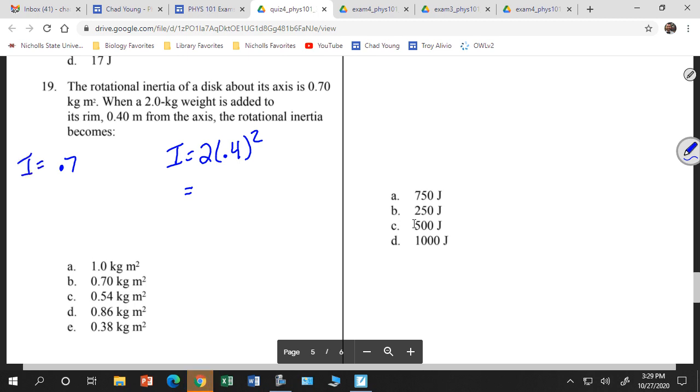So it's going to be, this is 0.32. So the sum of those, 0.7 and 0.3, is 1.0. That's just like the one with the bar. This becomes important, and you'll see it also tomorrow when we're dealing with angular momentum.